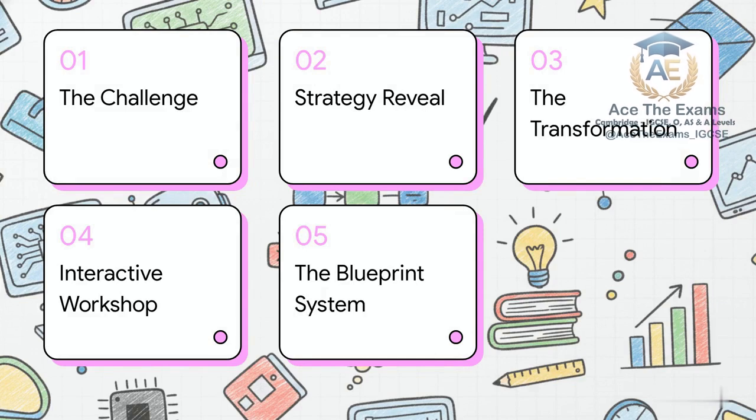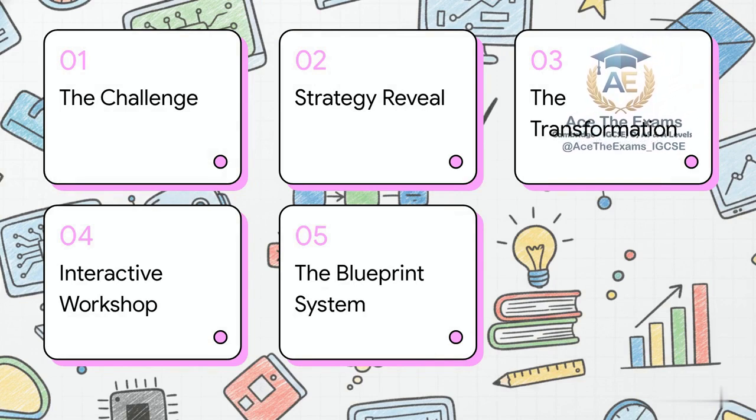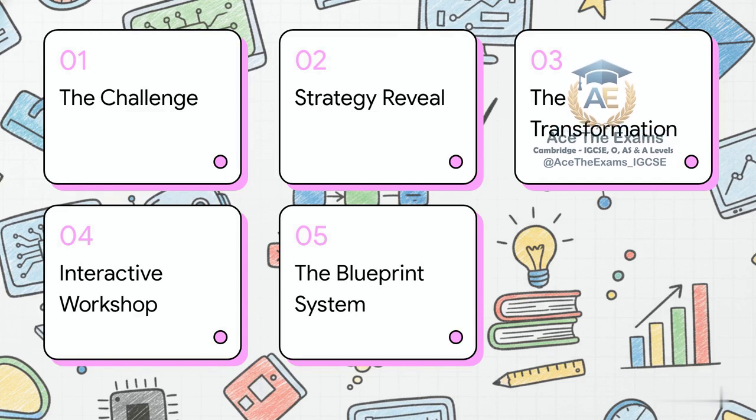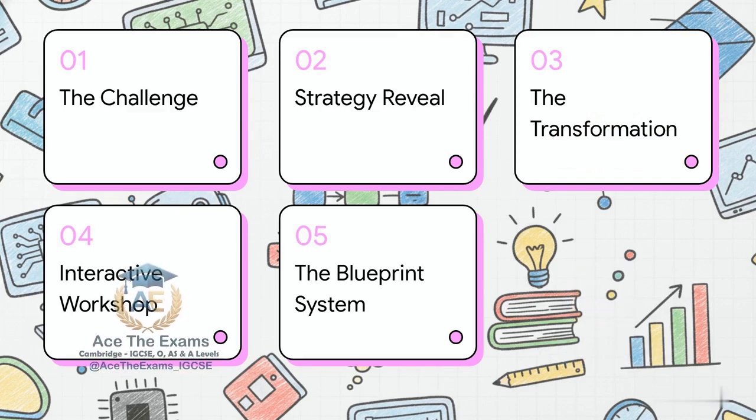We're moving systematically through 5 acts. Act 1 is the challenge. Act 2 is the strategy reveal. Act 3 is the transformation. Act 4 is an interactive workshop. And finally, Act 5 is the blueprint system. Let's get right to it.